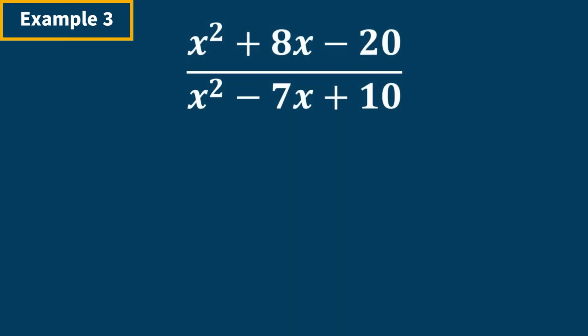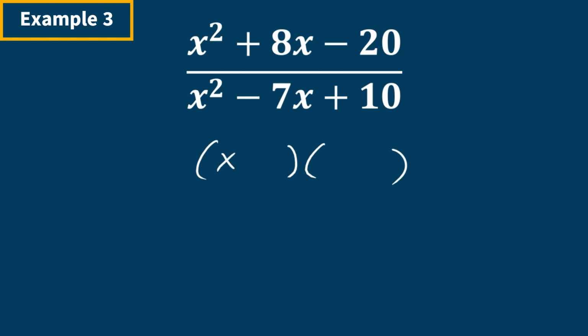Example number 3, we're given 2 trinomials here. What we want to do is factor these. If you need help factoring trinomials, click on this link, I made a video on it. So let's look at the numerator first. We have x squared plus 8x minus 20, and we want to factor that into 2 binomials.